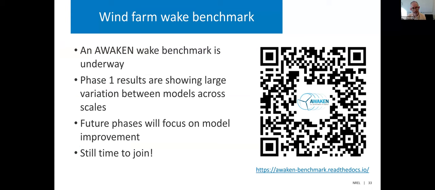And maybe this is more of an invitation to anyone who's interested, but there is still time to join. We have had some initial submissions for phase one. Phase one is really trying to predict the inflow and the energy production of those different wind farms.